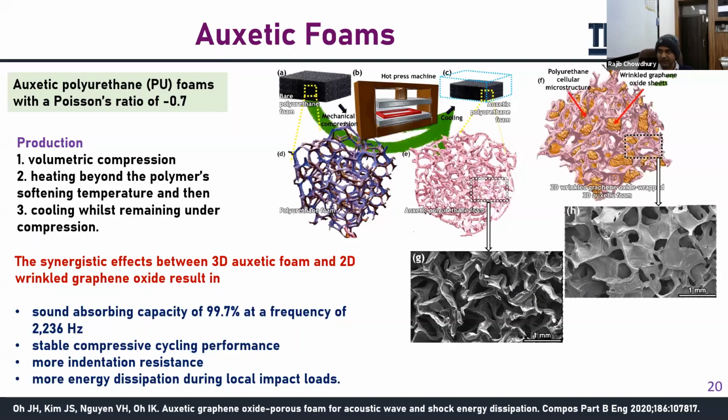So the synergistic effect between the 3D auxetic foam and the 2D wrinkled graphene over that foam results in stable compressive cycling performance, which means more indentation resistance and more energy dissipation during local impacts, seismic isolations, etc. So this 3D re-engineered auxetic porous structure coupled with 2D nanotechnology is giving you a new and cost-effective strategy to effectively absorb the acoustic as well as the shock energy.